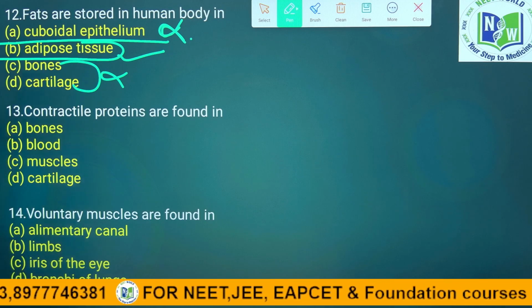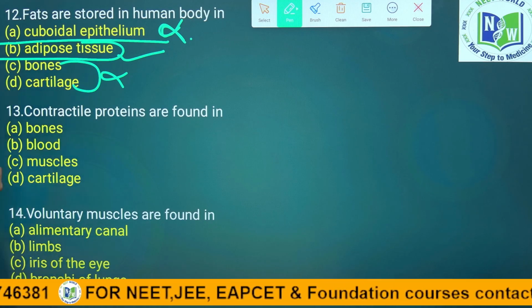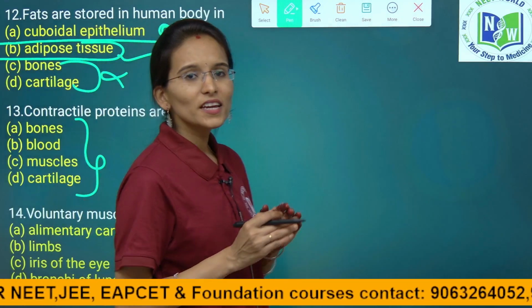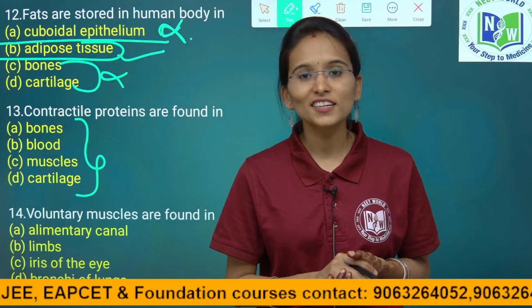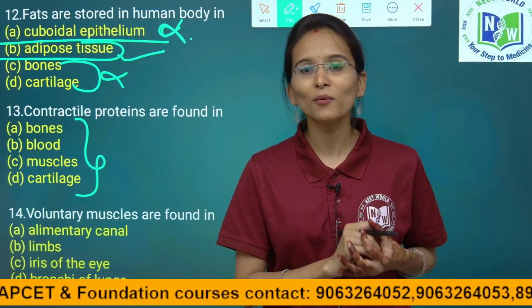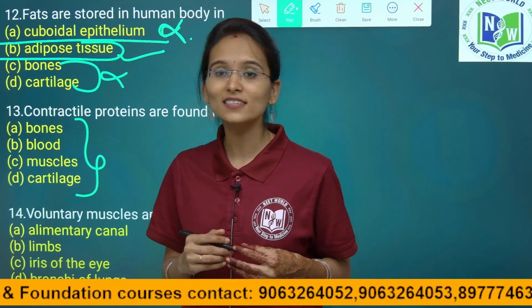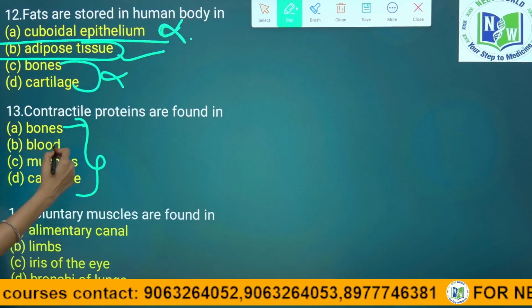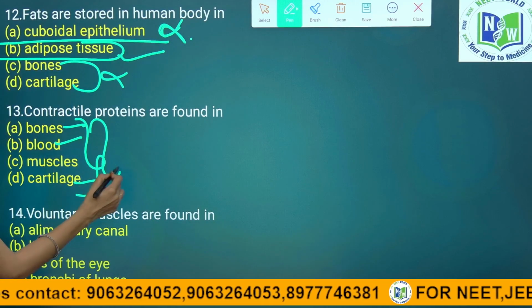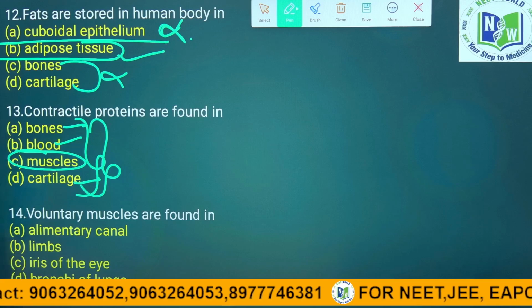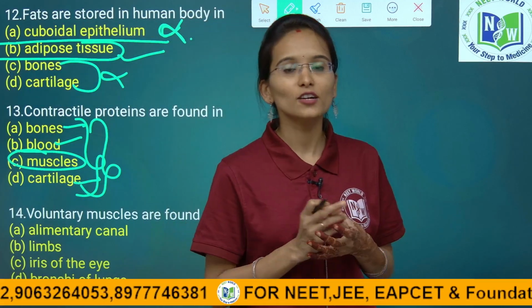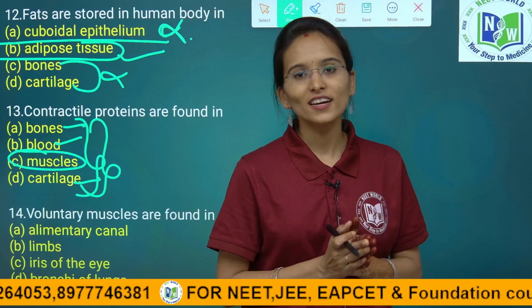Coming towards the 13th question, contractile proteins are found in. The main specialized contractility is shown by which type of tissue, students? Muscle tissues, right? But here the options are bones, blood and cartilage. So, these all are wrong. So, muscles are the only right option. The muscles contain units called sarcomeres, which are involved in contractility.